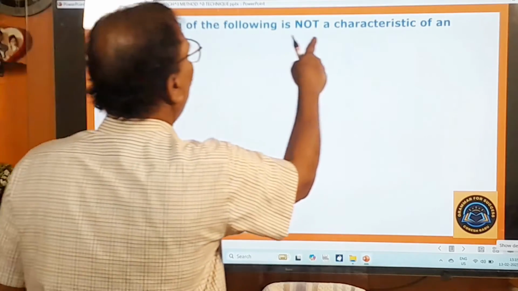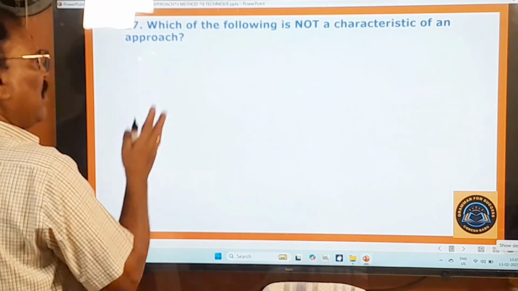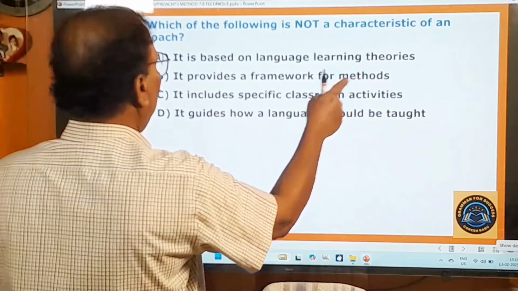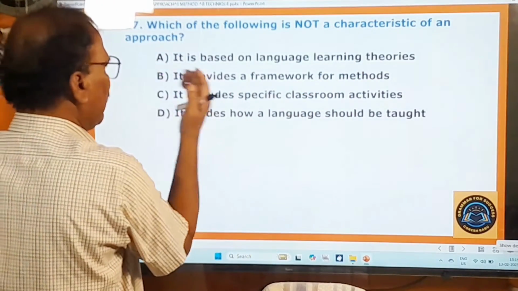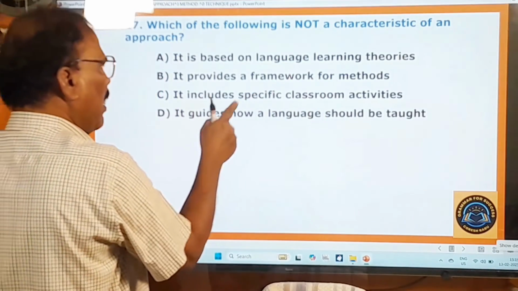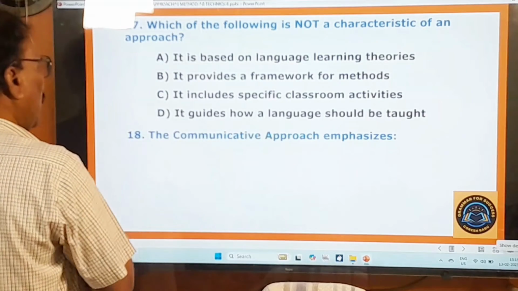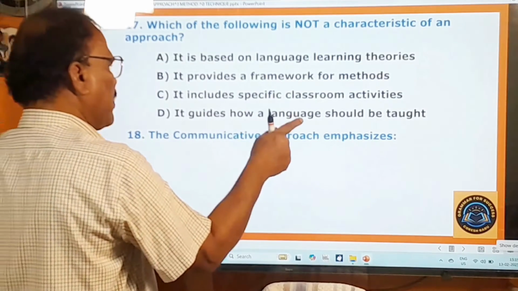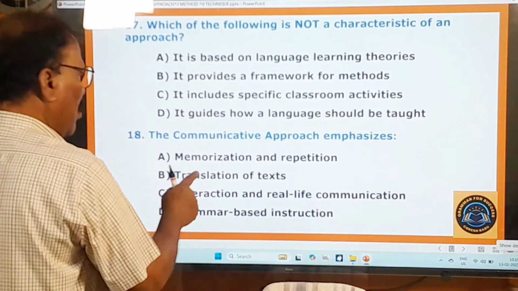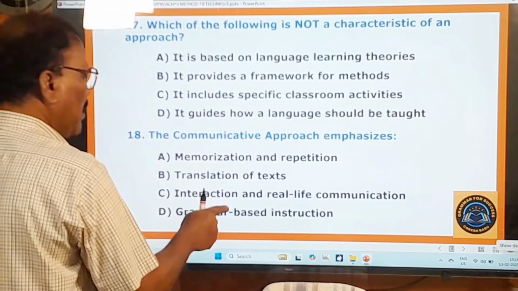Seventeenth question. Which of the following is not a characteristic of an approach? It is based on language learning theories. It provides a framework for methods. It includes specific classroom activities. It guides how a language should be taught. Eighteenth question. The communicative approach emphasizes memorization and repetition, translation of texts, interaction and real-life communication, grammar-based instruction.